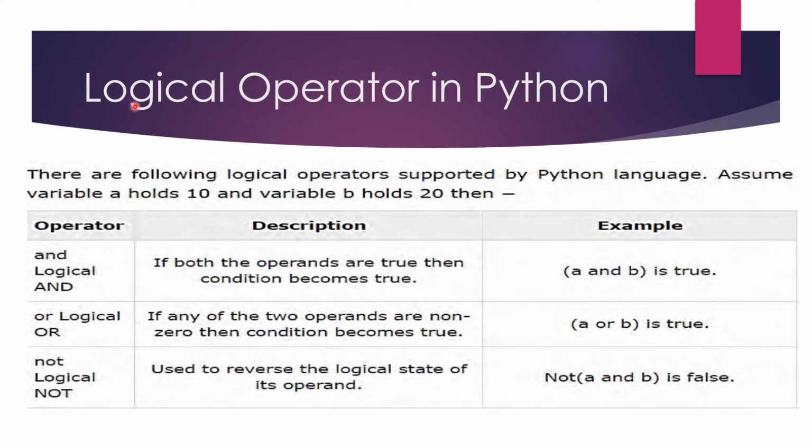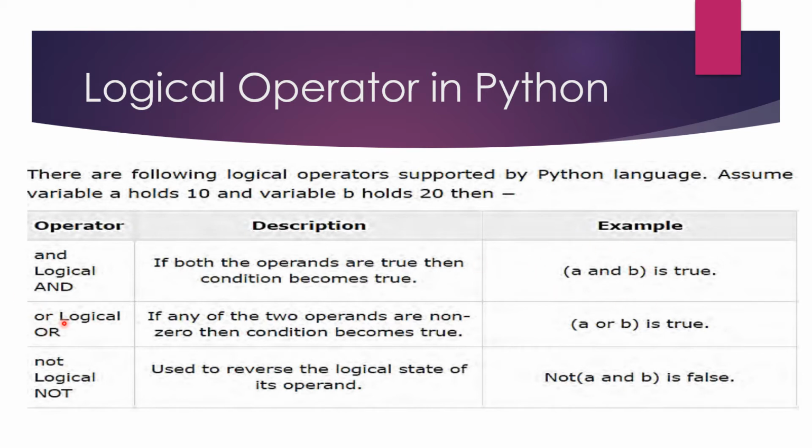Now we will see logical operators in Python. There are the following logical operators supported by the Python language. Assume variable a holds 10 and b holds 20. Here we see the first operator, the logical and. Description: if both the operands are true, then the condition becomes true. That means if a and b both are true, then only the result will be true.